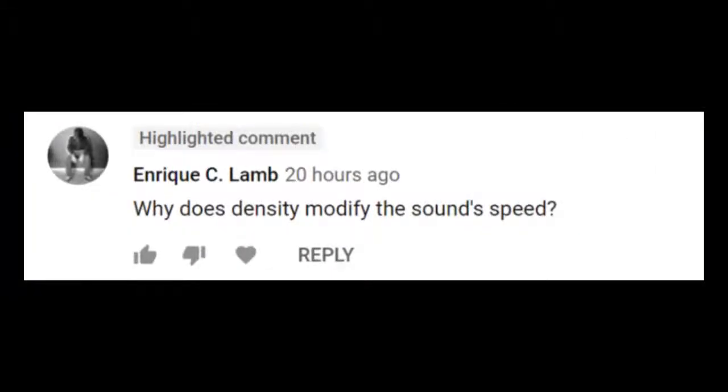Why does density modify the speed of sound? If the object has more mass, it will have more disturbances, and this will block the sound wave, reducing its speed. If the wave has more obstacles, it will be moving slower.